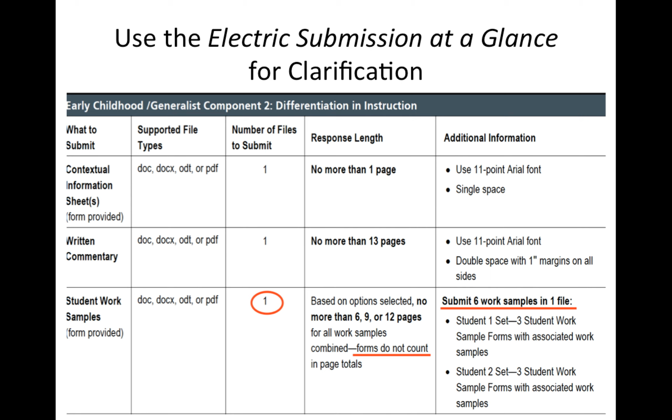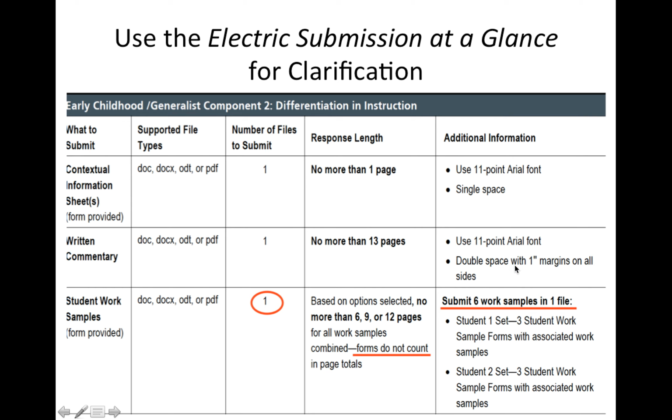Okay? You can see here, you see what's in black over here, the contextual information sheet. Here, the written commentary. Here, the student work samples. And look at the number of files. Now remember, this is electronic submission. So when you get ready to submit your work, you will submit 1 file. This 1 file, however, look at all the different things that will be in that 1 file. Okay? And then over here, it tells you additional information.